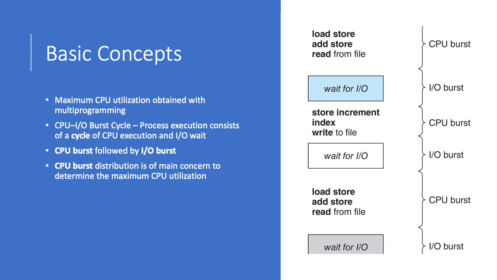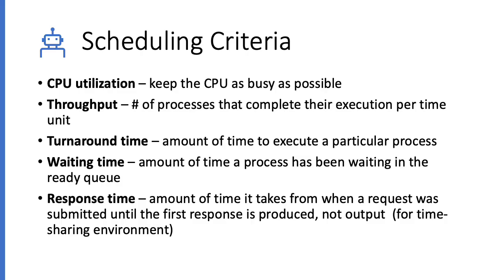In CPU scheduling, maximum CPU utilization is obtained through multi-programming, meaning that there are many programs that can be executed, and it consists of the CPU and I/O burst cycle. Process execution consists of a cycle of CPU execution and I/O wait. It repeats over and over again. The CPU burst distribution is of main concern to determine the maximum CPU utilization. So in chapter 5, our main issue is the CPU burst distribution, which is the amount of time that the CPU executes.